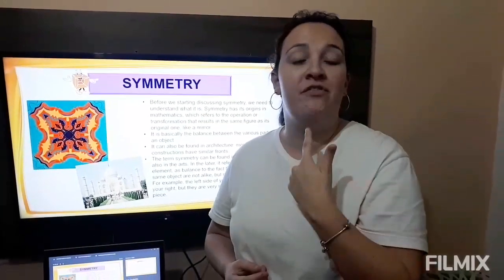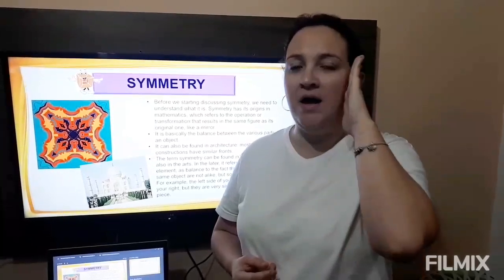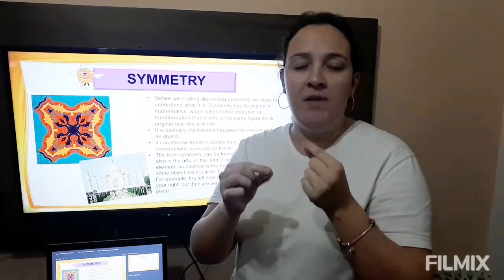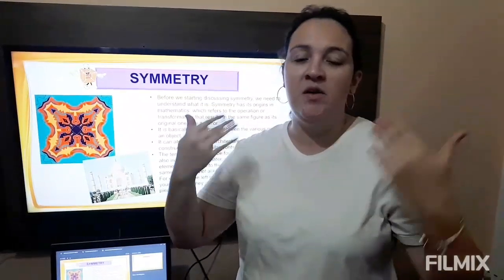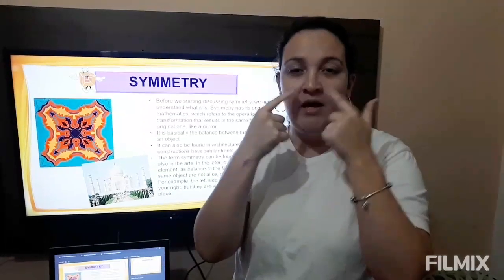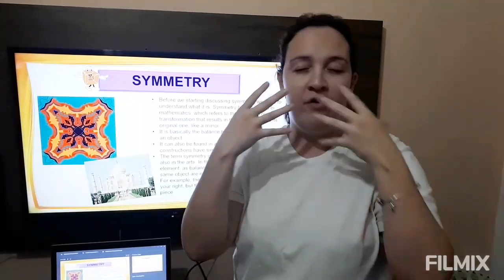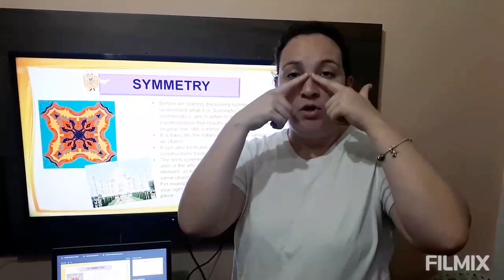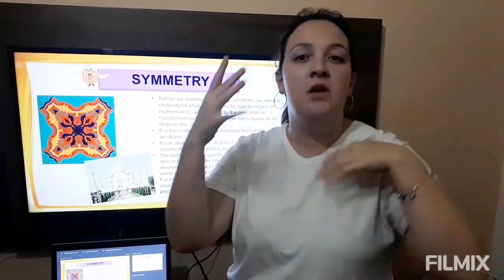If you pay attention to your face, one part is not exactly the same as the other. It's a little bit different, but the balance is what makes it symmetrical. It's because you have the eyes in the same line, your face, and the mouth is like this. It's symmetrical. The nose is not crooked, and so on.